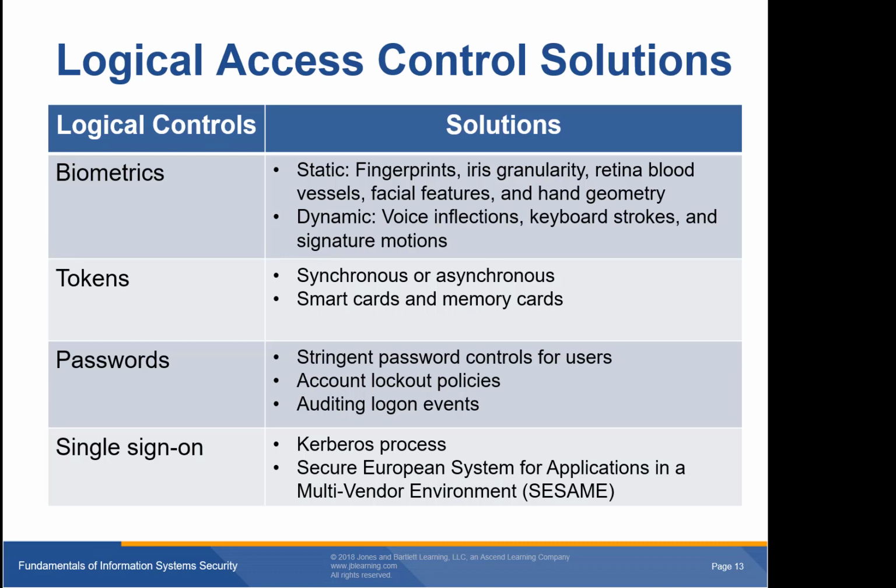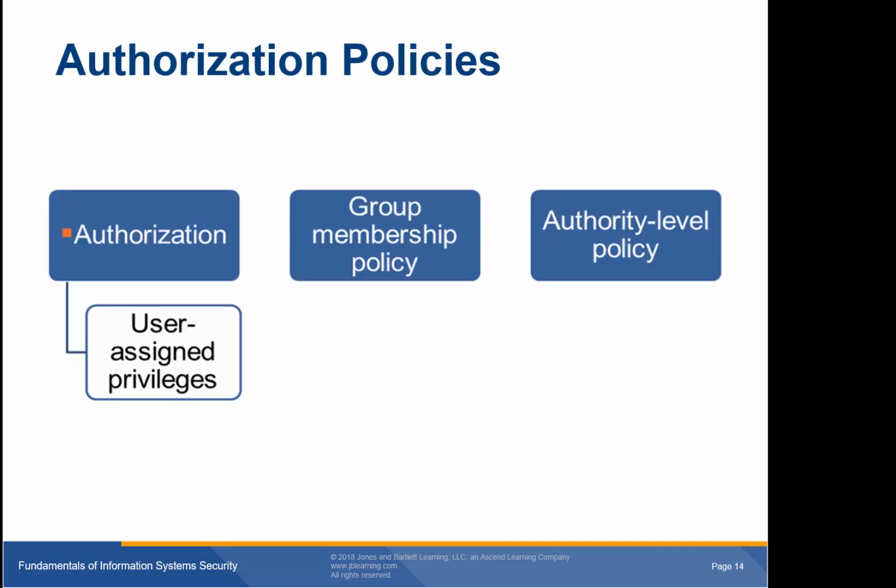This slide shows some logical access control solutions. You can use biometrics, tokens, passwords, or single sign-on, for example. The first step to controlling access is to create a policy that defines authorization rules. Authorization is the process of deciding who has access to which computer and network resources. In most organizations, authorization is based on job roles, background screening, and any government requirements. These conditions or policies are decided primarily by either a group membership policy or an authority level policy.